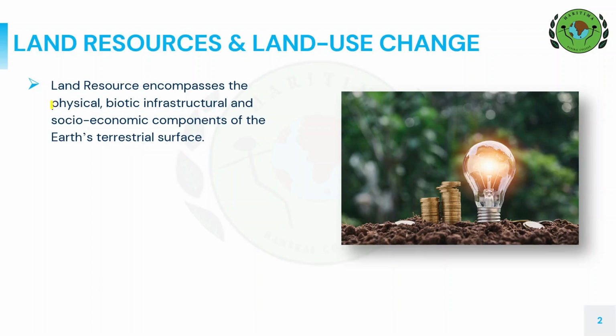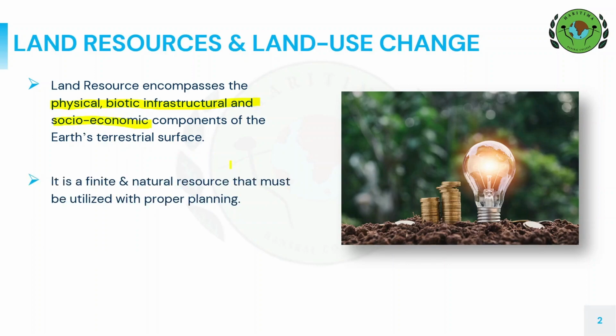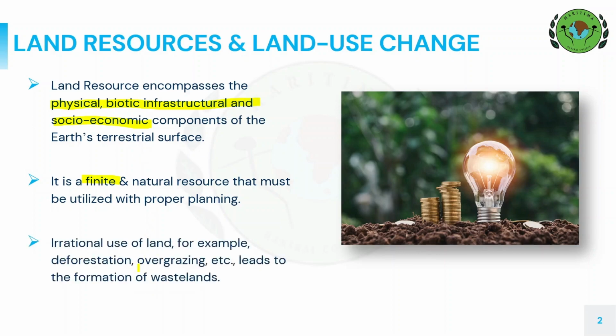Land resources refer to an area of Earth's terrestrial surface encompassing physical, biotic, infrastructural, and socio-economic components of the Earth's terrestrial surface. That is, all the attributes of the biosphere immediately above or below this surface. Land resource is a finite natural resource that must be utilized with proper planning, and when done so, it acts like a renewable resource. Irrational use of land, for example deforestation, overgrazing, etc., leads to formation of wasteland.